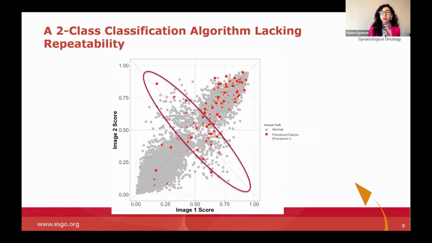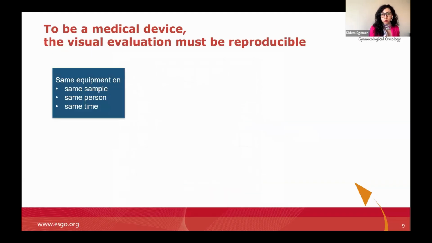That is very unacceptable for a clinical test, when we are testing the same device, the same test on the same individual with repeated measures. It should give the same result. So that's why we moved from 2-class classification to 3-class classification, since there is an obvious third class in the middle. And by implementing some technical methods, we were able to increase the repeatability. So the repeatability of the test is the most important factor. To be a medical device, a visual evaluation must be reproducible.